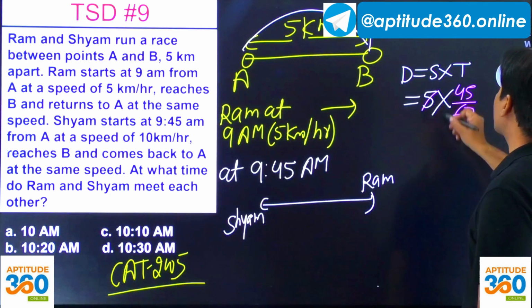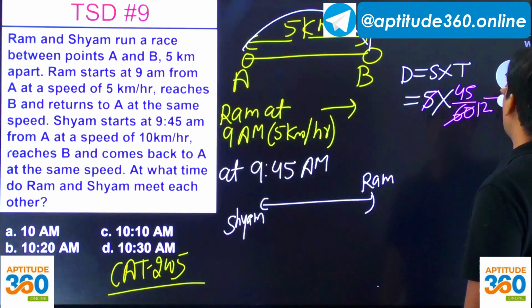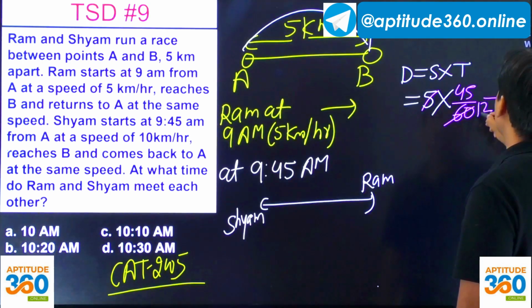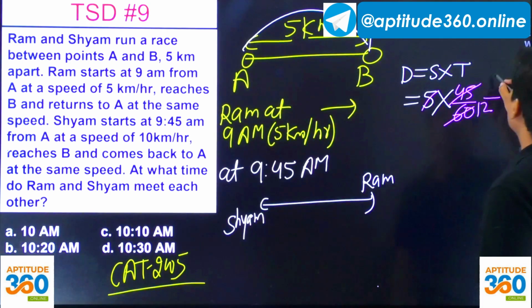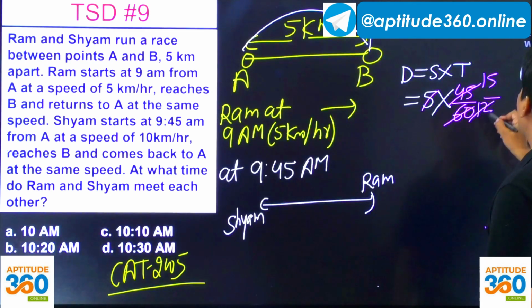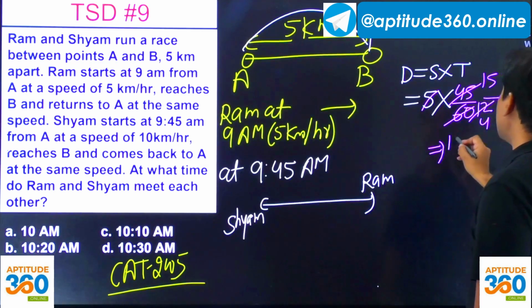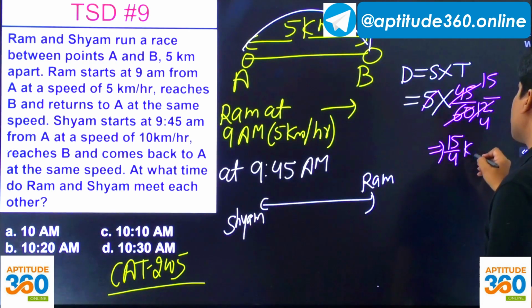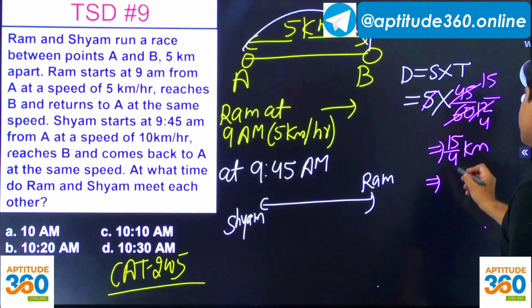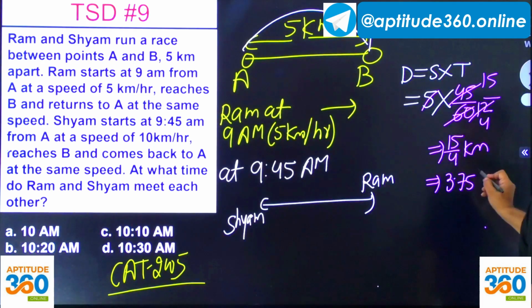So this is going to be what? This is 12. And this is going to be what? This is 15 and this is 4. So this one is 15 by 4 kilometers, right? And if you simplify this further, it is going to be 3.75 kilometers.